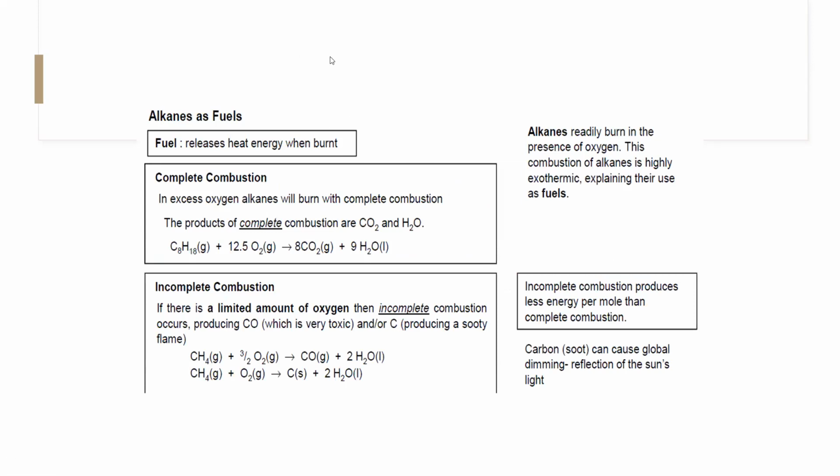So when we use alkanes as a fuel, fuel is something that releases energy when we burn it. Alkanes can burn rapidly in the presence of oxygen. The complete combustion of alkane produces carbon dioxide, whereas incomplete combustion produces carbon monoxide or a black soot, which is carbon. So incomplete combustion produces less energy, and the carbon soot can cause global dimming. And what is the meaning of global dimming? Most of the sunlight will be absorbed rather than reflected, which leads to global dimming. The amount of sunlight which we receive will reduce.